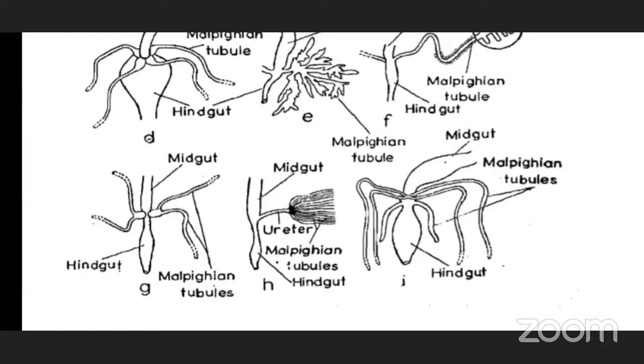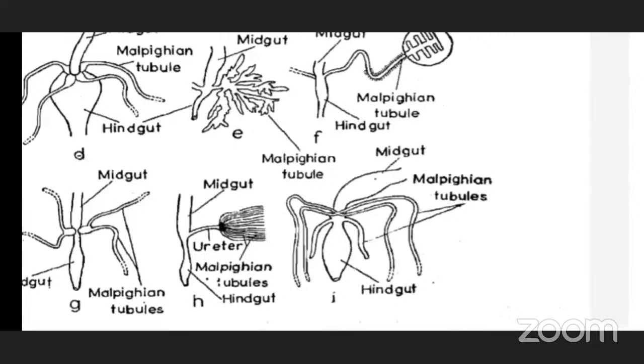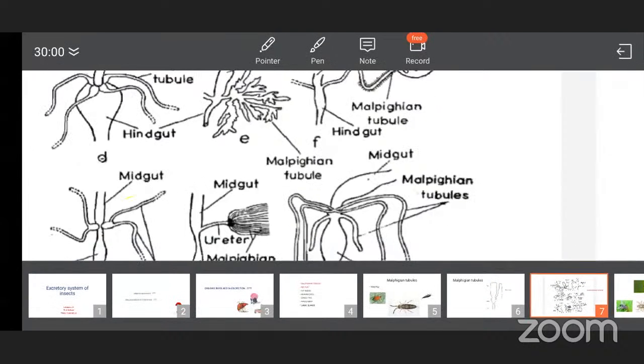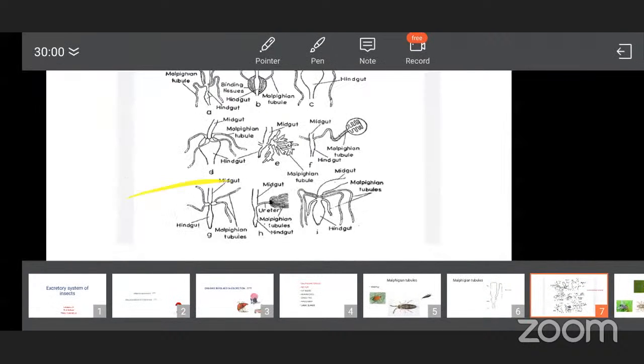And the last one is I. In picture I, you can see here 4 of the tubules discharge into a common ampulla, while the remaining 2 shorter vessels have isolated insertion. This type of Malpighian tubule is seen in Donacia, which belongs to the order Coleoptera. So these are the different types of Malpighian tubules you can see in different insects.